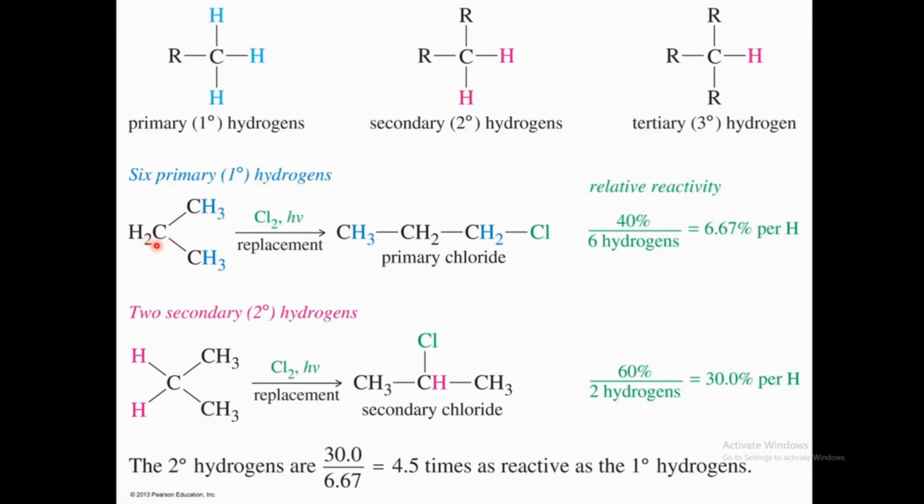So 6 primary hydrogens are present here, which react with Cl2, and primary chloride is formed. Relative reactivity 40%, 6 hydrogens, so 6.67% per hydrogen is the chance of radical formation. Whereas in 2 secondary hydrogens, Cl2 reacts in the presence of light, replacing 1 hydrogen with Cl. Secondary chloride, there is a 60% chance for 2 hydrogens, so 30% per 1 hydrogen. So the secondary hydrogen is 30 divided by 6.6, so 4.5 times as reactive as the 1 degree hydrogen. So secondary are more reactive.